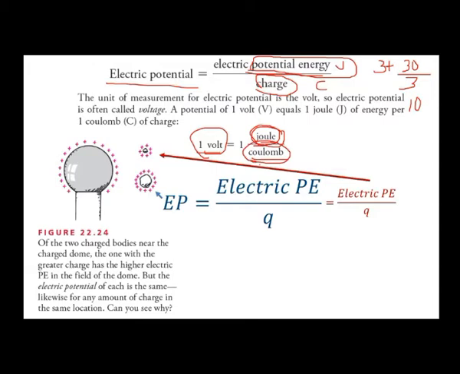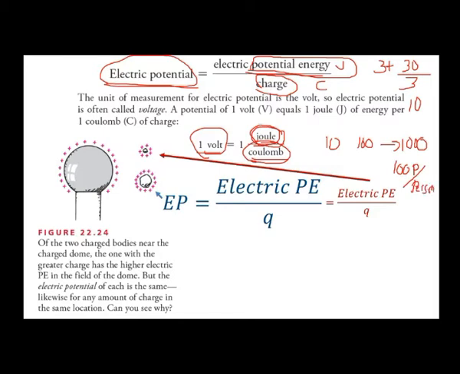It is like, let us say, 10 of you, and each of you has 100 pesos. The total money all of you have is 1,000. But each of you, in terms of electric potential, has 100 pesos per person.